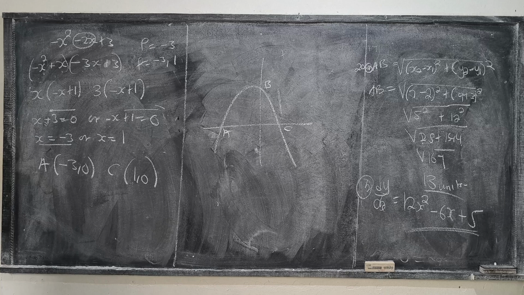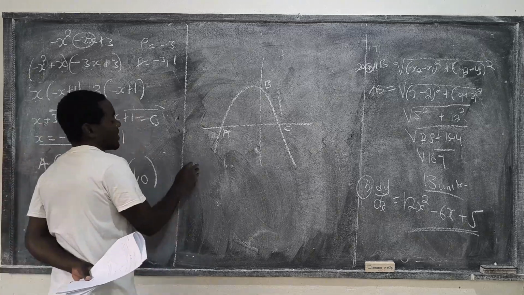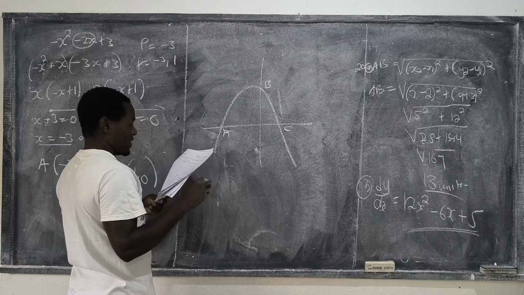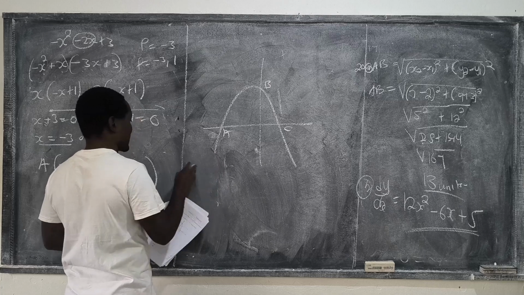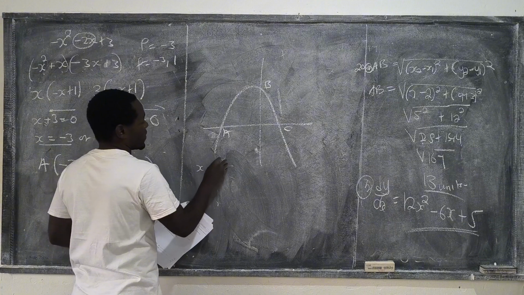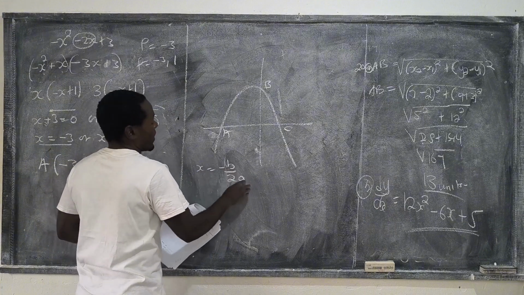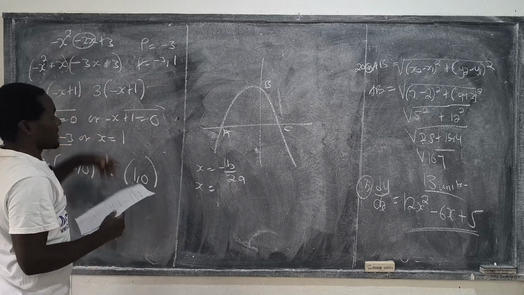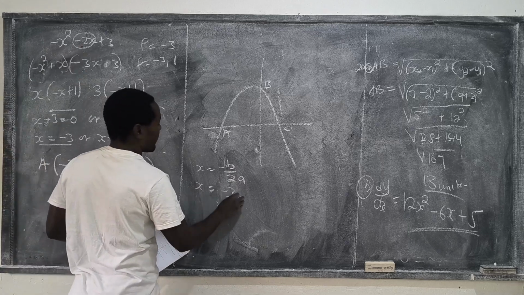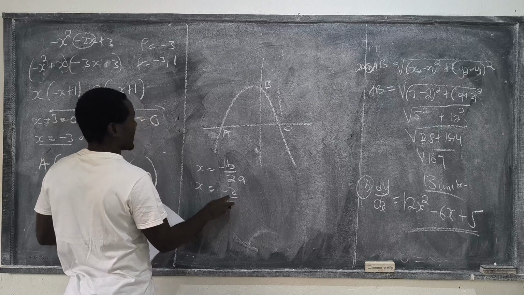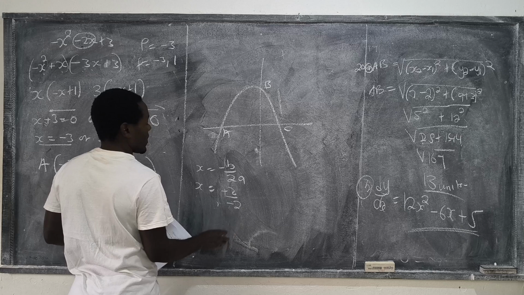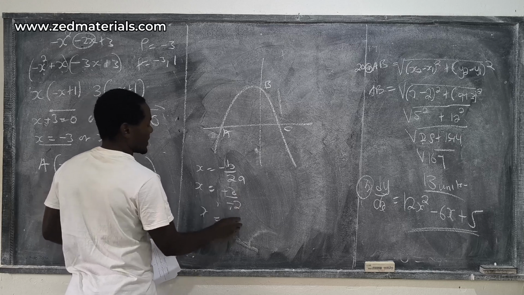How do we find the turning point of the graph? The turning point of the graph is given by the x coordinate, which is x is equal to negative b over 2a. So we say x is equal to, what is my b? So my b here is negative 2. So it will be negative negative 2 over, so negative, it will be positive. So it will be positive 2 over negative 2. Okay, so x is equal to negative 1.